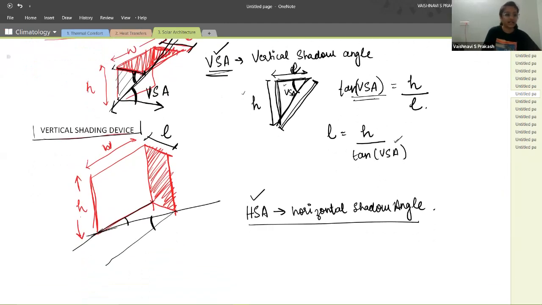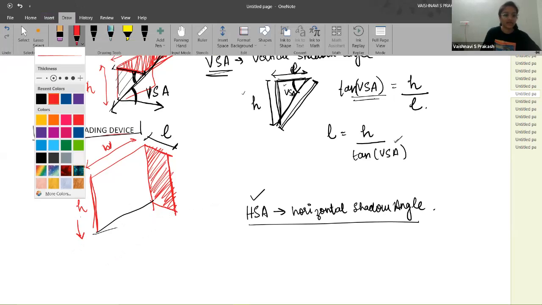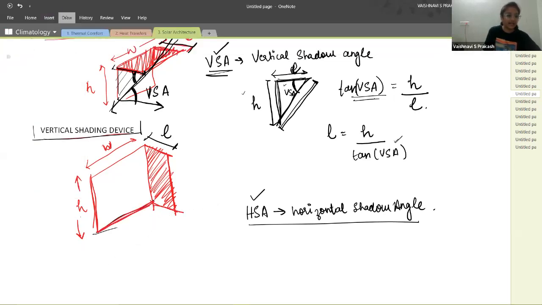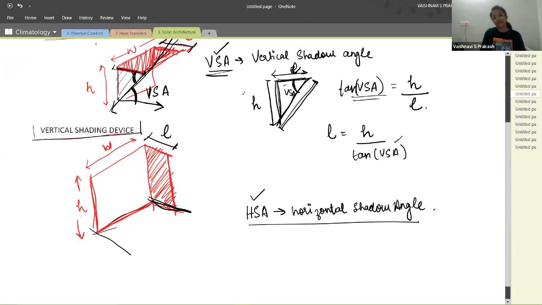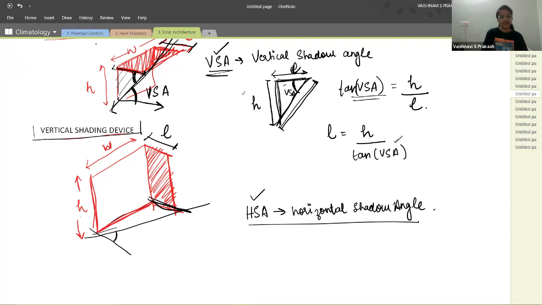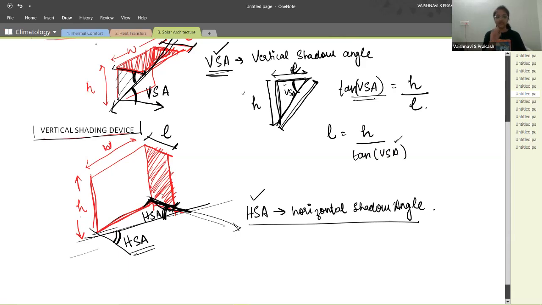Right. Okay, a minor correction here. I have a window here and I have my vertical fin. When I'm calculating, I need to calculate the horizontal shadow angle. So the angle is made with respect to this fin. So this angle is my HSA, not the other one, because obviously we need to find out the width of this. So the angle made between the vertical fin and the angle of incidence of the sun rays will be your horizontal shadow angle.